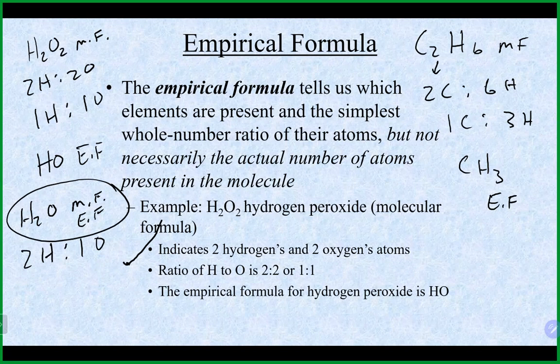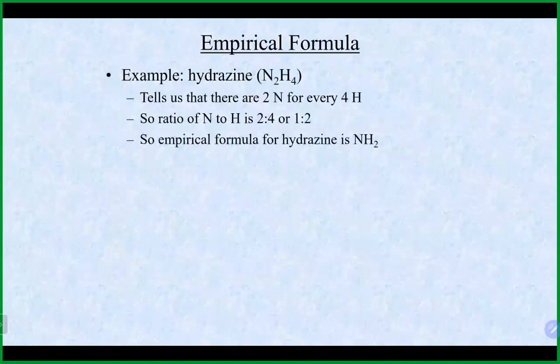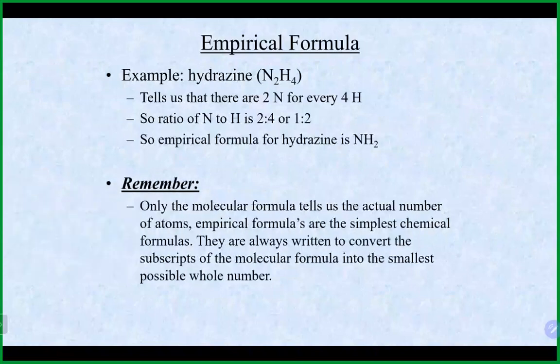So molecular formula tells you exactly what's there. Empirical formula tells you the exact sort of ratio of what's present. So once again, here's another example, N2H4, that is 2 nitrogens for every 4 hydrogens, gives us an empirical formula of NH2, in this case by simply reducing everybody down here by 2.